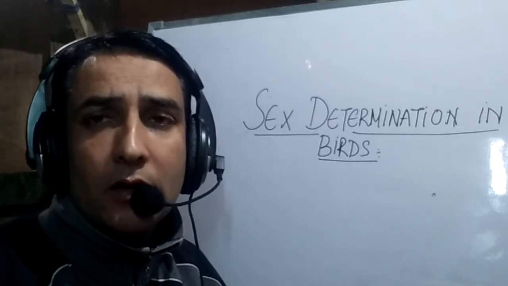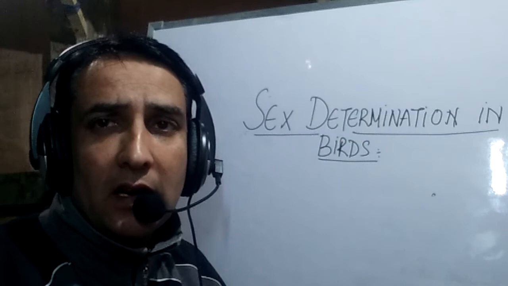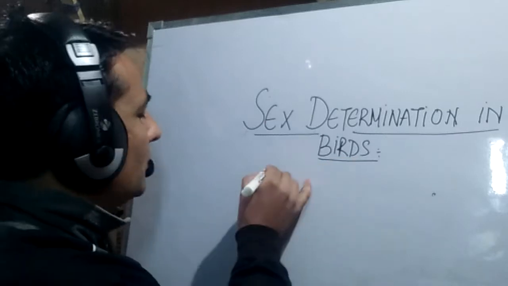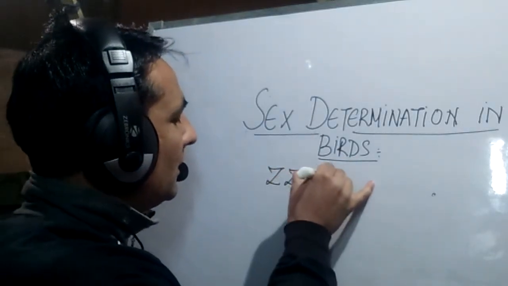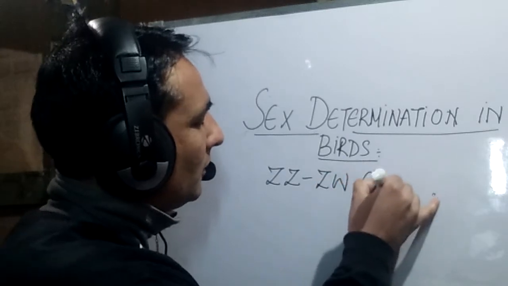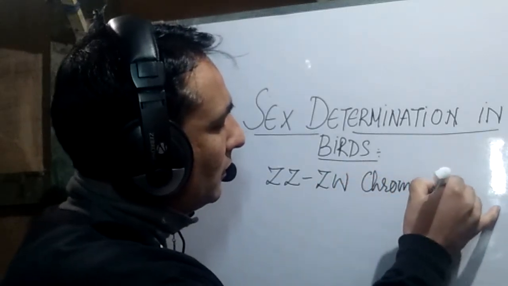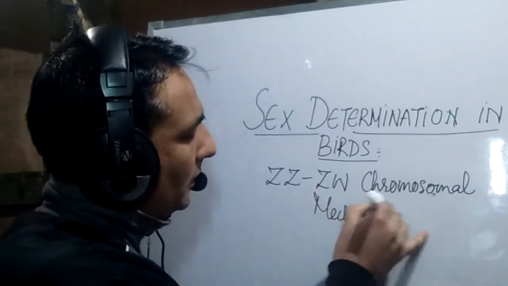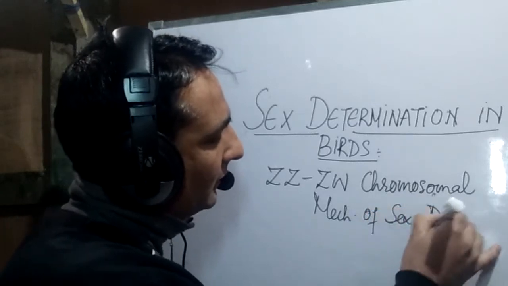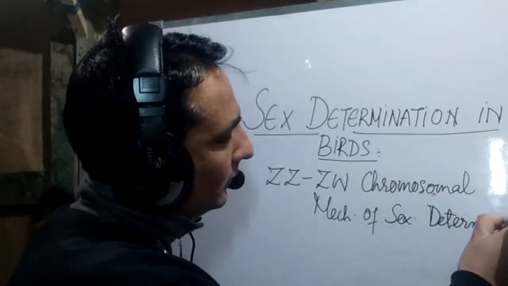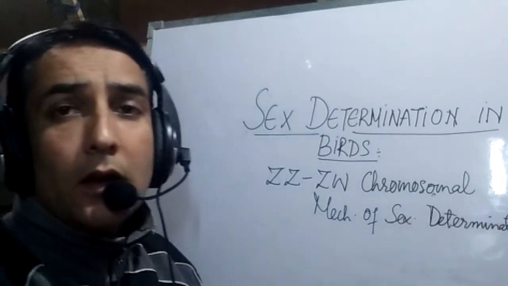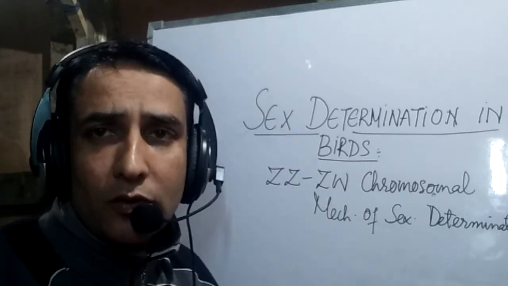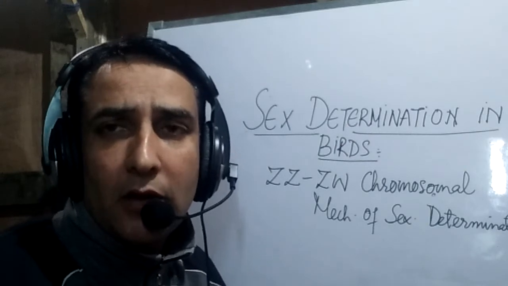In birds, there is a chromosomal mechanism of sex determination, and that is known as the ZZ-ZW chromosomal mechanism of sex determination. So, in birds, the sex is determined by the sex chromosomes of ZZ and ZW type.